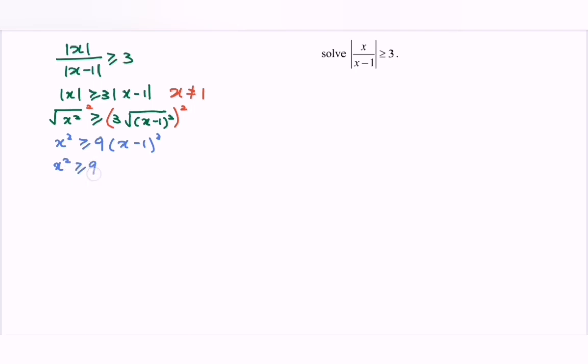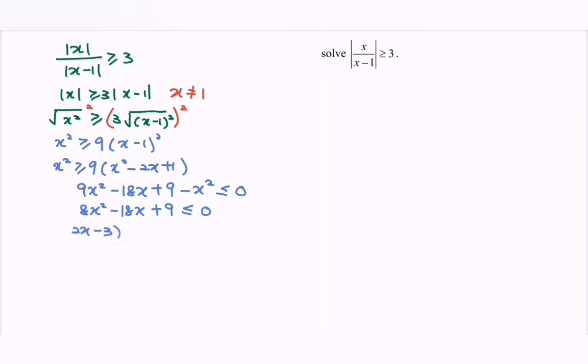So we have bracket x squared minus 2x plus 1. If we expand, we will have 9x squared minus 18x plus 9 minus x squared less than or equals to 0. So 8x squared minus 18x plus 9 less than or equals to 0. After we factorize, we will have 2x minus 3 bracket, 4x minus 3 bracket less than or equals to 0. Since this is the simplest form, it's time to determine the sign. Next, split the situation and assume always positive.